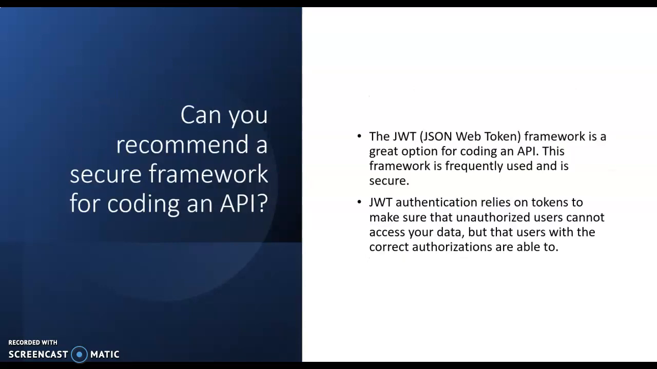Can you recommend a secure framework for coding an API? I would recommend JWT, which is JSON Web Token Framework. And this is a really great option for coding an API because it's commonly used, it's secure, there's a lot of documentation about it online, and it's definitely a good way to keep your data safe and secure. JWT relies on tokens, as it says in the name, to make sure that unauthorized users are unable to access your data, but that those who have the correct authentication are able to do so.